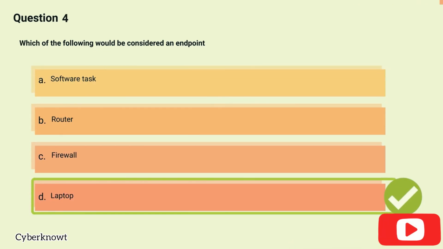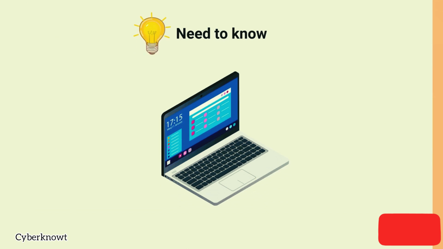Laptop. Explanation. An endpoint device is a computing device that is connected to a network and has an IP address. Examples of endpoint devices include desktop computers, laptops, tablets, smartphones, and IoT devices. Endpoint devices are often the target of cyber attacks, and security measures such as antivirus software and firewalls are used to protect them.